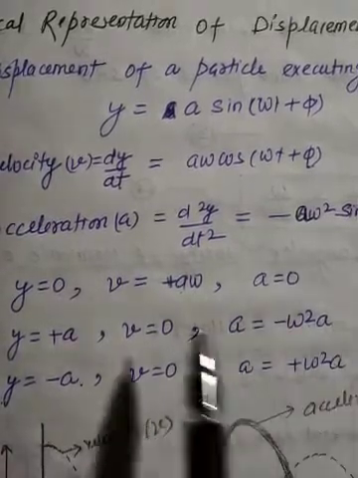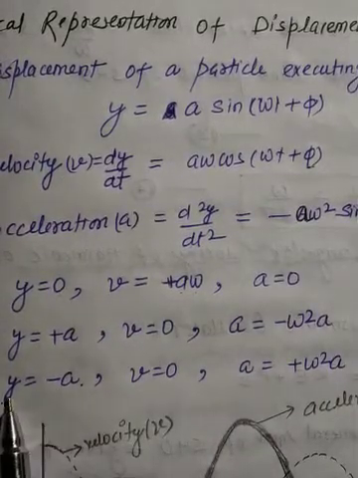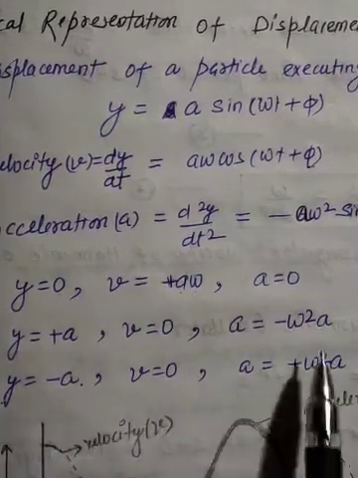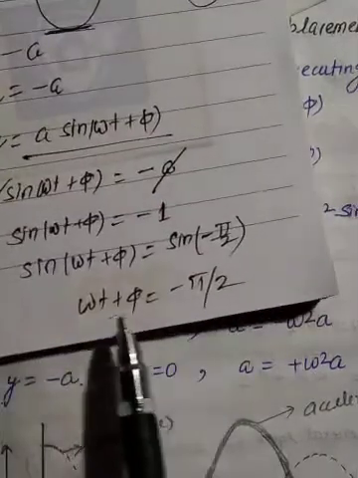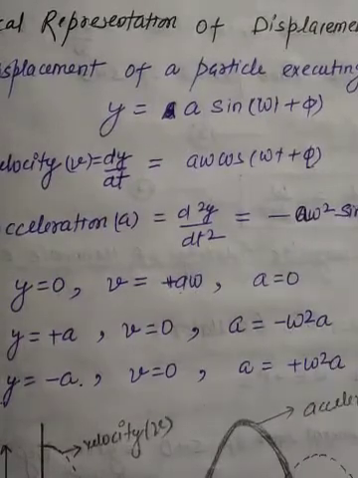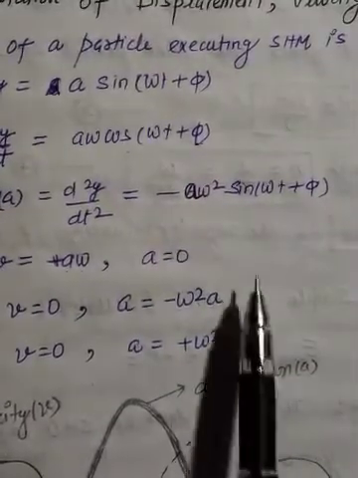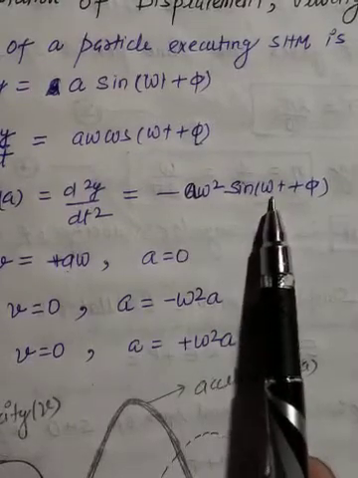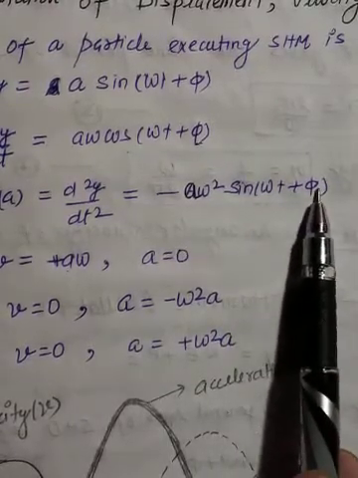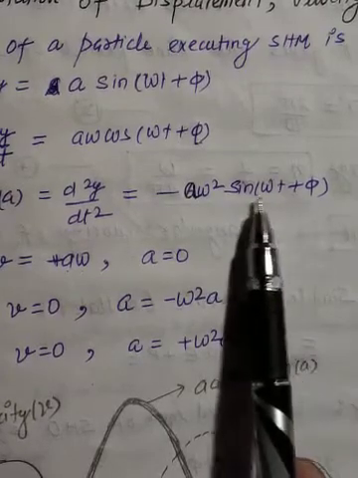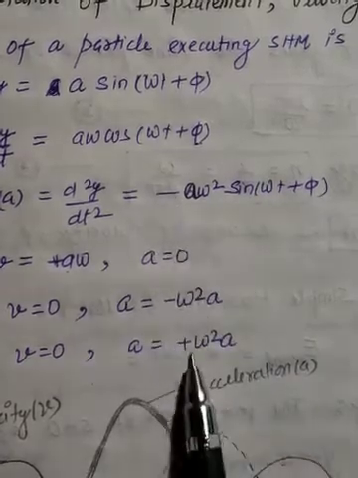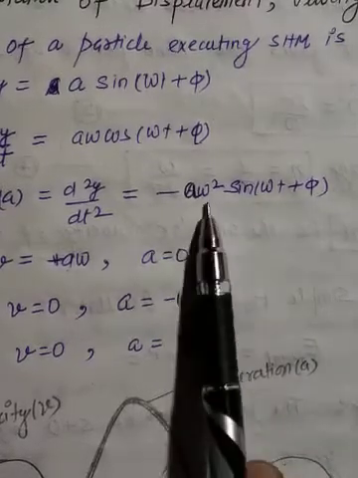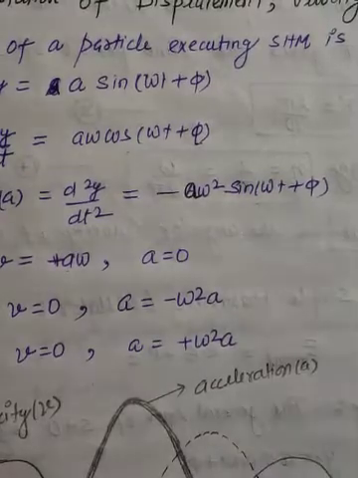And what is the acceleration of that particle at this time when the displacement of the particle is minimum? Then put the value of omega t plus phi, which in this case is equal to minus pi by 2. So put here minus a omega square sine of omega t plus phi, and in place of omega t plus phi you can put minus pi by 2. Because sine absorbs the minus sign, this minus sign and this minus sign give you a plus sign, and omega square a because sine 90 is 1.